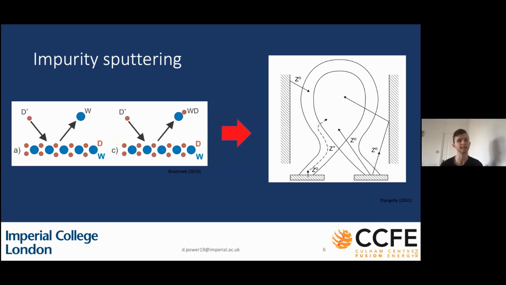Another important process is physical sputtering of impurity species into the edge plasma. And here we want to quantify the amount of energy radiated away by impurities, and also the degree to which they migrate upstream and into the core plasma.